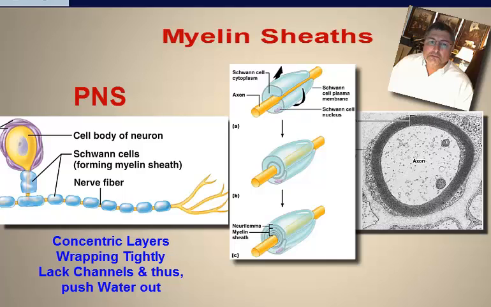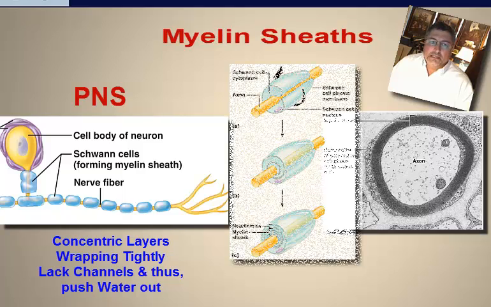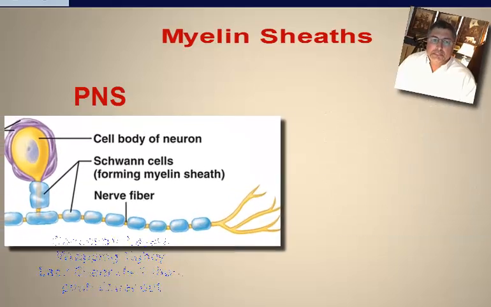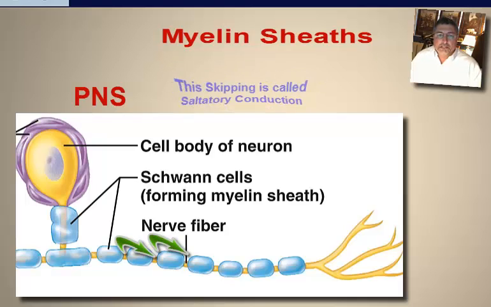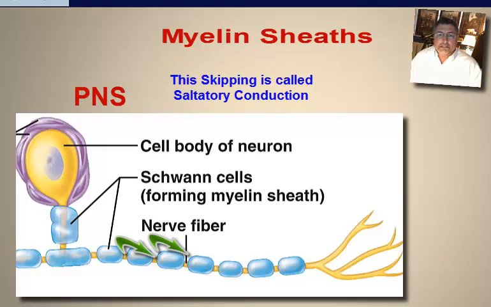That means that the electrical event that's coming down that axon along the axolemma, when it hits this region of the Schwann cell and the myelin sheath, it will have to skip over it, because the electrical event itself is a polar event, and that polar event cannot integrate into that nonpolar myelin sheath.